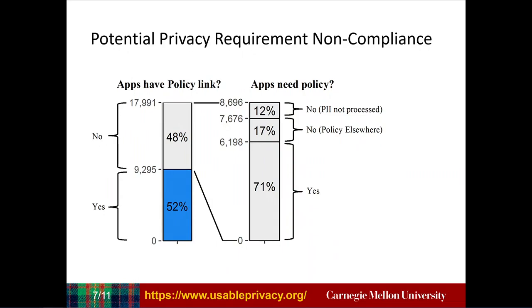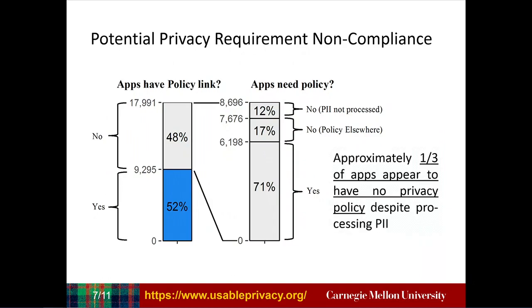On the right side, you see now that about 12% don't need a privacy policy because they don't process personally identifiable information. 17% have a policy elsewhere. These are app developers who decided not to post a privacy policy link on the promotion page, but rather have it only on their website, for example. But then we are left with 71% of apps that actually would need a privacy policy but don't have one. So that's 1/3 of these 18,000 apps that don't have a privacy policy.